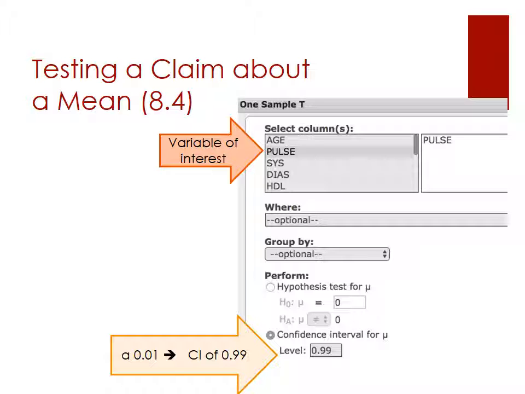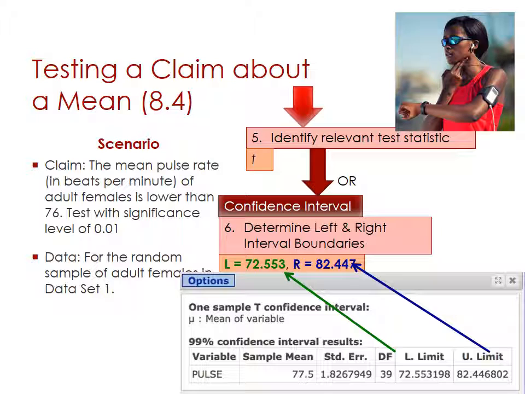Once you have that set, you hit compute, and you should get an output that looks a lot like this. This gives us our limits. Our lower limit, as we can see here, is 72.553, rounding to the third digit. And then our upper limit is 82.447. So that gives us our lower limit and our upper limit, or if you're diagramming it out, it may help to think of them as your left and your right.